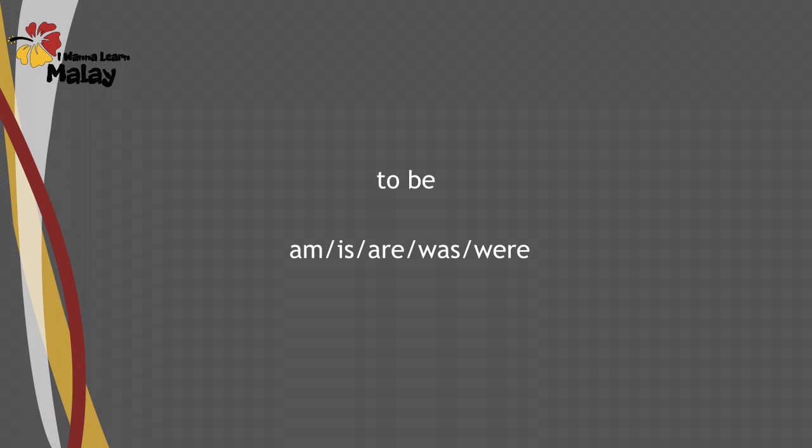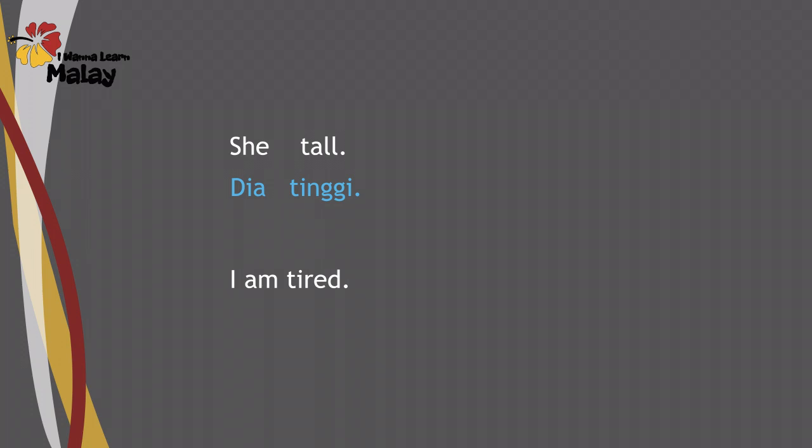For example, if you want to say she is tall, in Malay we don't need the word is here. The form in Malay, we just say she tall, dia tinggi, or I am tired, I tired, saya penat.